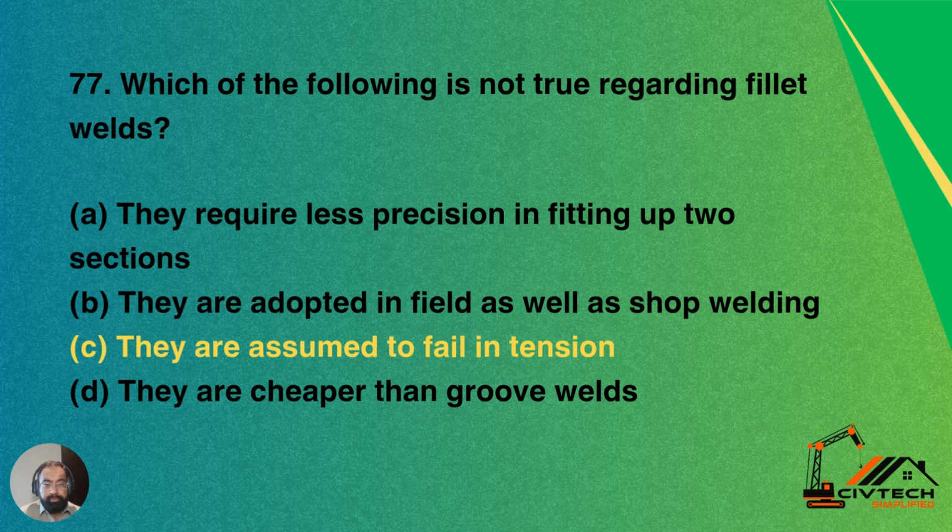So for the fillet welds, option C is false. They are assumed to fail in tension. Fillet welds do not fail in tension. But here it is option C, which is the false one, and we have to choose a false statement out of the four. So C is the correct answer for this question.